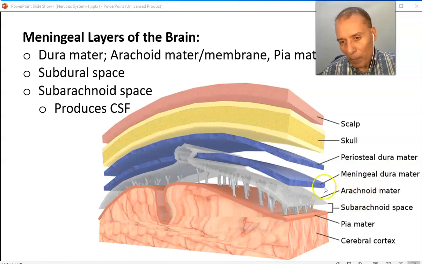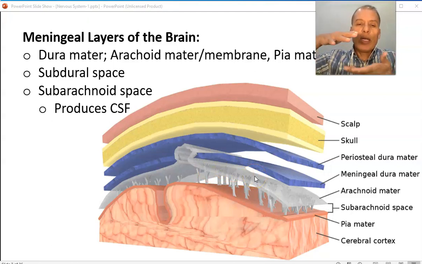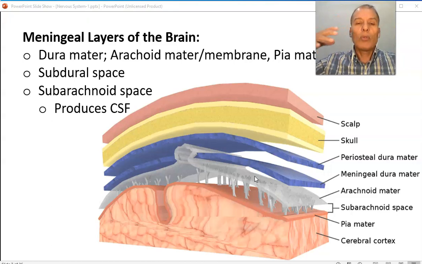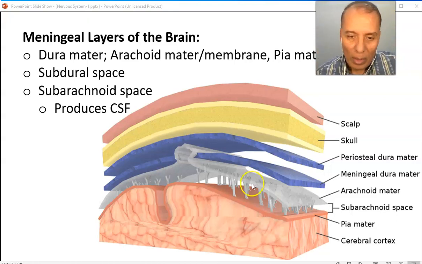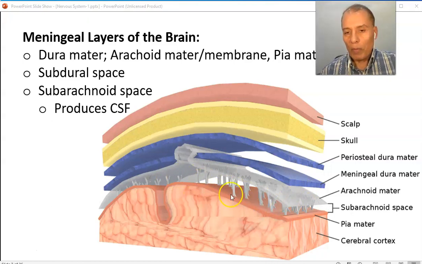Beneath the subdural space, there is the arachnoid mater, or the arachnoid membrane. It is called arachnoid because of its structure: underneath it, there are a lot of connections, fibers that connect the brain to that membrane, and a lot of blood vessels, so the structure of it looks like a spider's web.